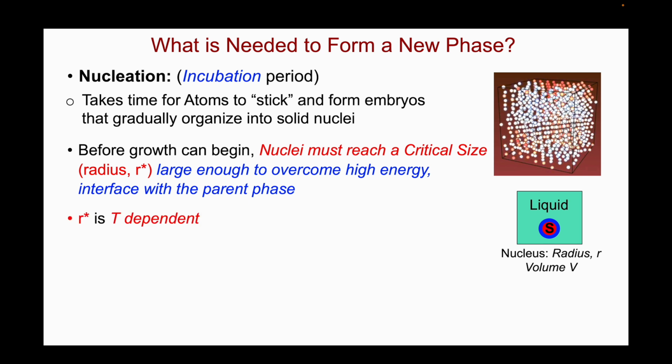This critical size, which we denote by using a radius r star, is temperature dependent. And as we'll show in a second, the critical size required for growth decreases as the degree of undercooling increases. So now let's calculate how large the nuclei must be before they can grow.